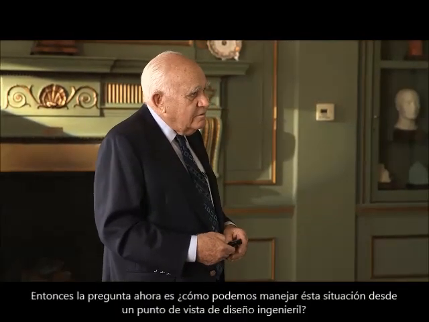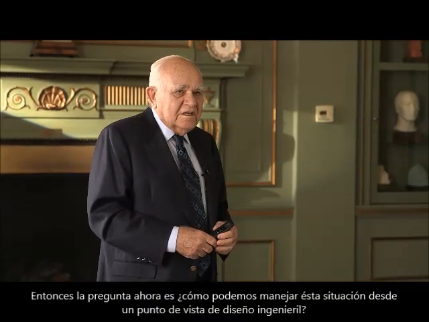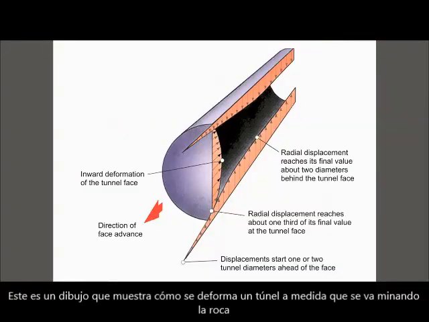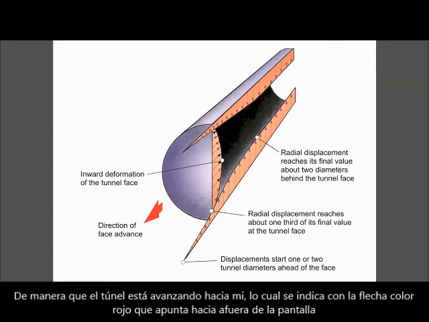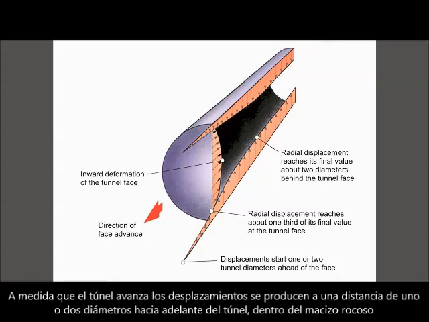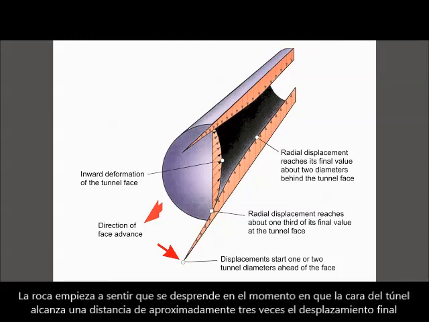So the question is, how do you deal with this from a design engineering point of view? This is an illustration showing how a tunnel deforms as it's mined through the ground. So the tunnel is coming towards me, shown by the red arrow, advancing out of the screen towards me. And as the tunnel moves forward, displacements start 1 or 2 tunnel diameters ahead of the tunnel in the rock. The rock starts to feel the tunnel coming.